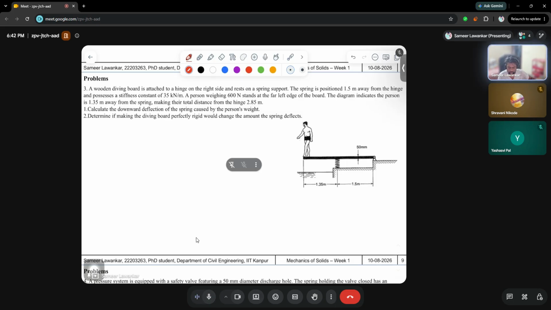Anyone with the answer? You just need to use F equals K delta and the moment equation. Please give me the answer for the first part of this question. As there's a hinge, you just need to use the moment equilibrium about the point and directly use F equals K delta.